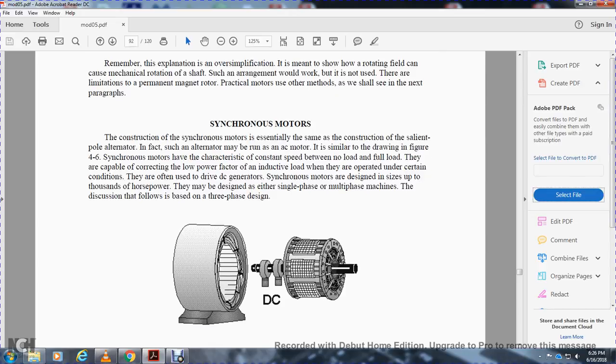Alright, the synchronous motor. Construction of the synchronous motor is essentially the same as the construction of the salient pole alternator. In fact, the alternator may be run as an AC motor, as in Figure 4-6. Synchronous motors have the characteristic of constant speed between no load and full load. They are capable of carrying a low power factor, introducing an inductive load when operated under certain conditions. They are often used to drive a DC generator. Synchronous motors are designed in sizes up to 1,000 horsepower. They may be designed as either single-phase or multiple-phase machines, and the design that follows is based on the three-phase design.